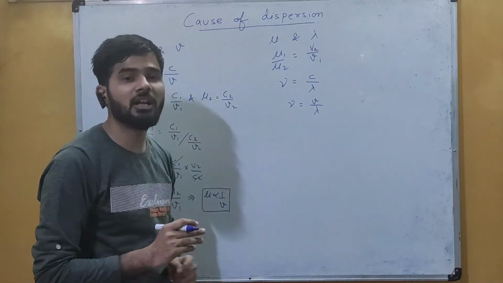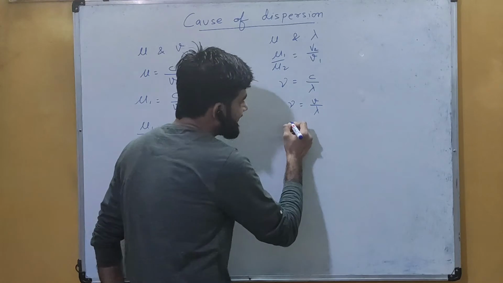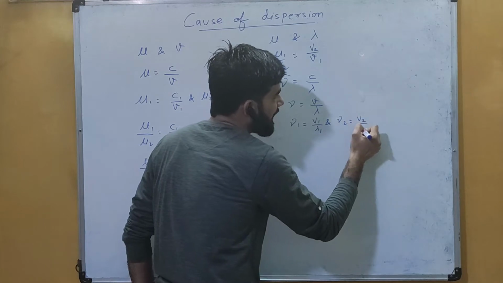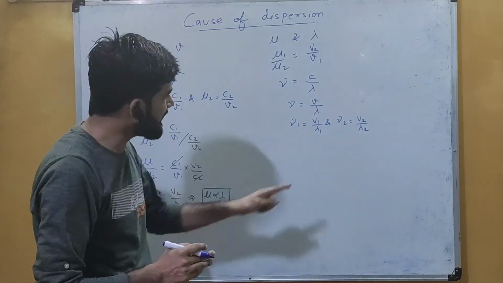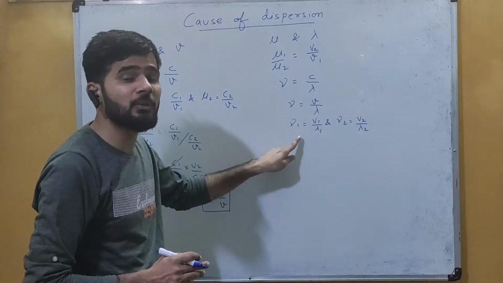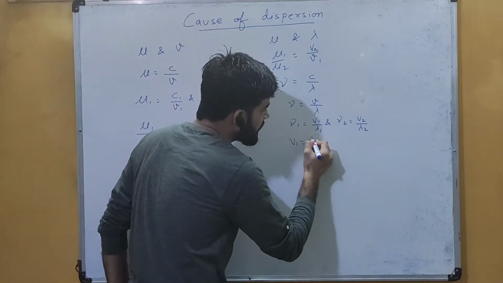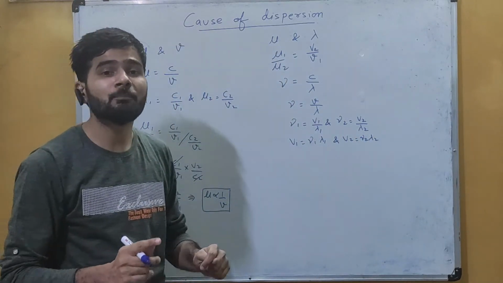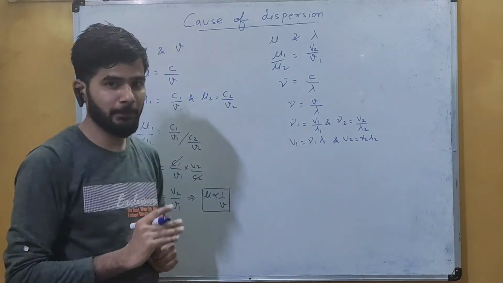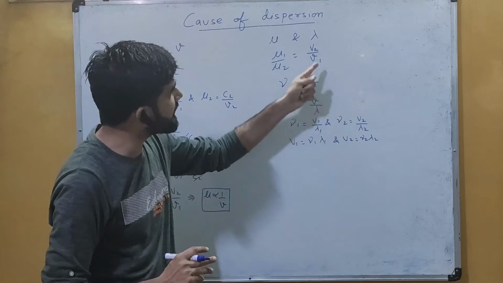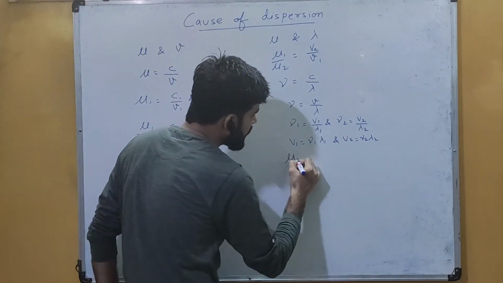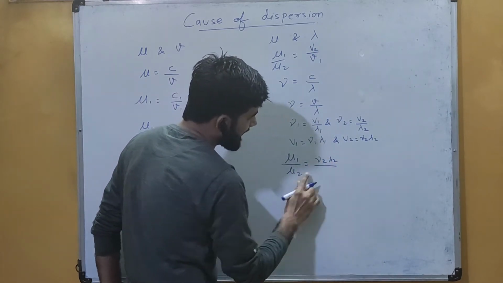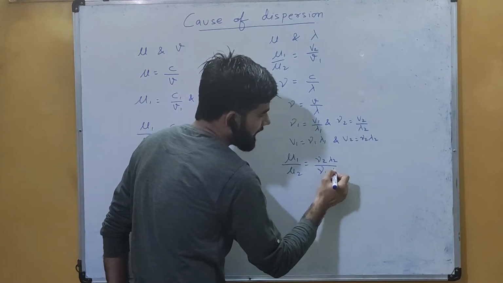अब यहीं पर ये रिलेशन अगर हमें दो मीडियम के लिए लिखना हो, then I can write nu1 is equal to v1 by lambda 1 and nu2 is equal to v2 by lambda 2. Now here I can write the relation of v1 and v2, that is v1 is equal to nu1 lambda 1 and v2 is equal to nu2 lambda 2. This v1 and v2 are the velocities of the light in the medium. Now I will put the value of v1 and v2 in this equation. So I can write mu1 by mu2 is equal to, in place of v2 I can write nu2 lambda 2, in place of v1 I can write nu1 lambda 1.